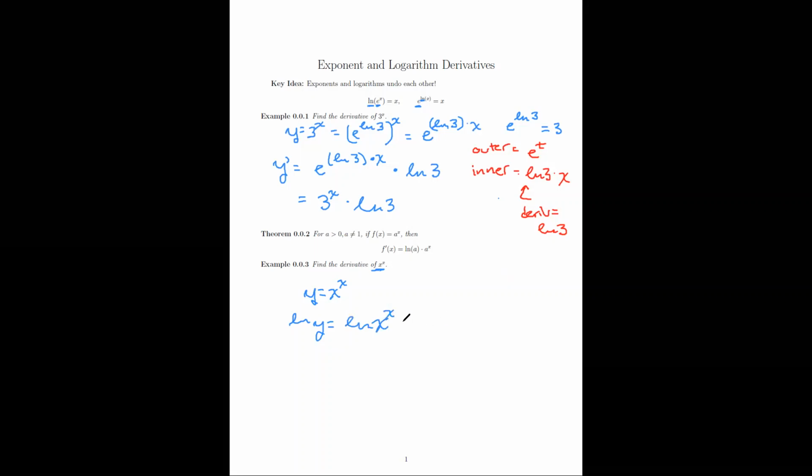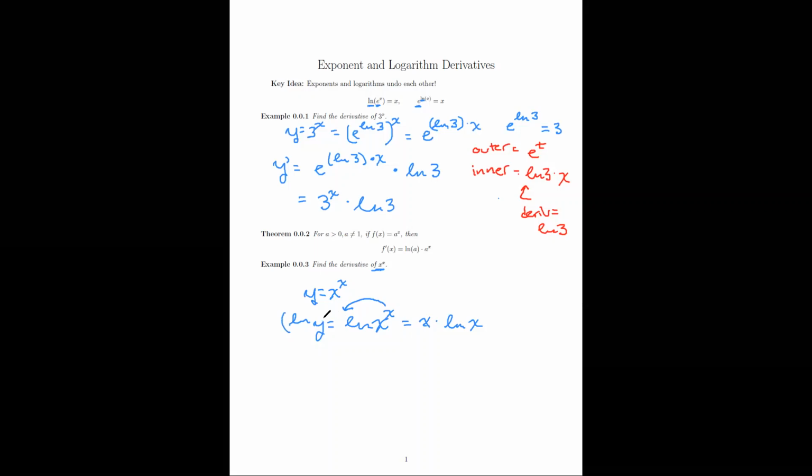Now, a property of natural logs is that if I have a power inside a natural log, I can pop that power out to the front. This has to do with the fact that natural logs are undoing exponents. So we've got x times the natural log of x. Now we don't have x as a power anymore. Now we can take the derivative of both sides. We're going to do this using implicit differentiation.